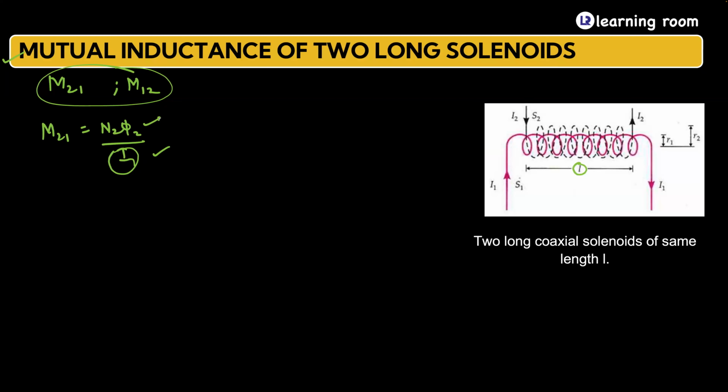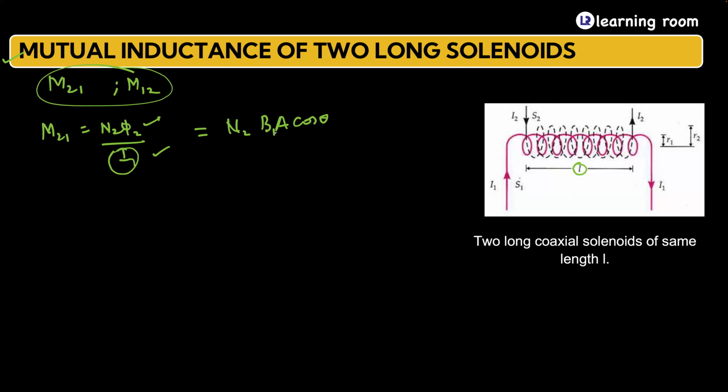So when I say N2 phi 2, N2 is the number of turns in the second coil. Phi 2 is going to be B A cos theta. But listen to this carefully. Though I say it is the flux through the second coil, the important point to be noted here is that the flux in the second coil is generated due to the magnetic field from the first coil. Are you able to understand this?